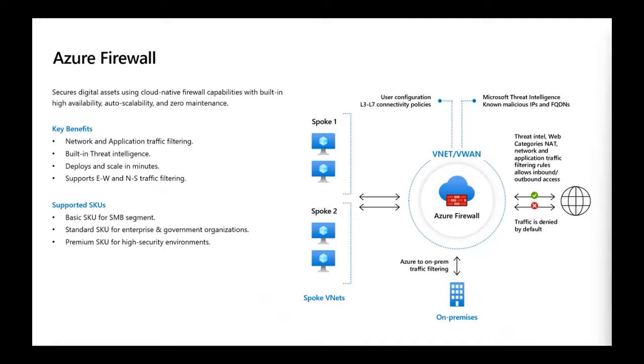And lastly, we have the premium SKU, which is recommended to secure highly sensitive applications in regulated environments, such as payment and healthcare industries. It supports advanced threat protection capabilities like intrusion detection and prevention, like IDPS, TLS inspection, and URL filtering for application rules and web categories. The premium SKU can also handle up to 100 gigabits of network throughput and up to 10 gigabits for FedFlow support.